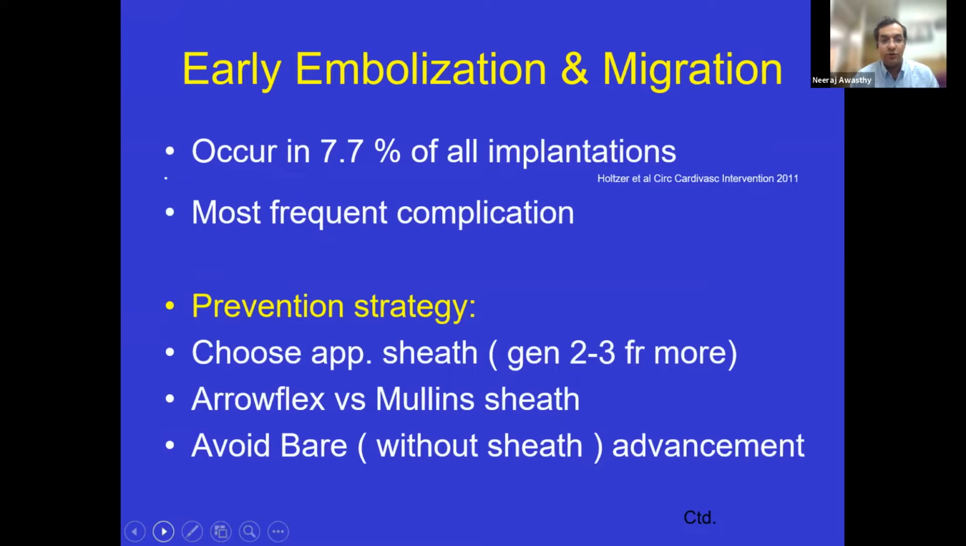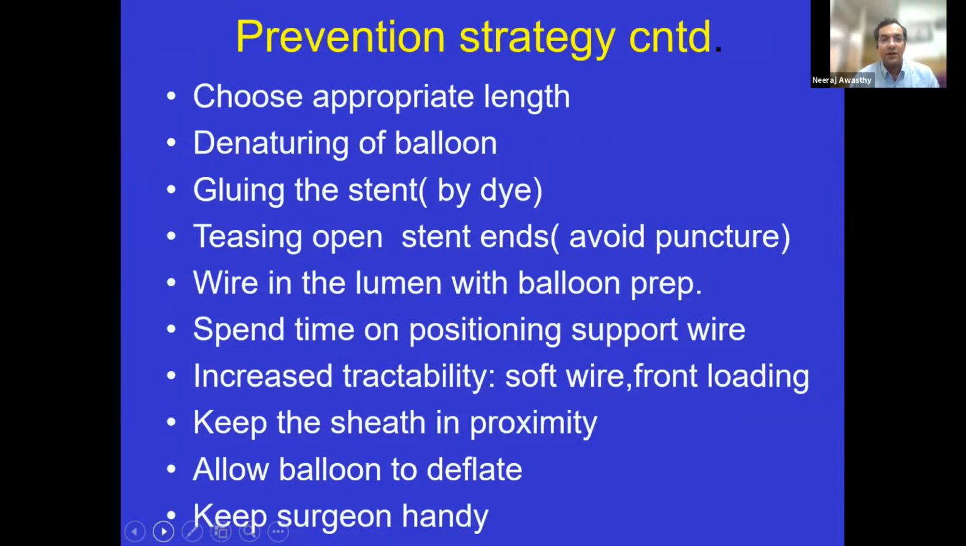Prevention strategies, of course: choose the appropriate size sheath, which is generally 2 to 3 French more, Aeroflex or Mullins, and avoid bare stent advancement without the sheath, because most of the time that is the cause when we are not able to retrieve it well, and embolization and migration is more. Choose the appropriate length, denature the balloon, glue the stent, maybe with a dye, tease open the struts of the stent to avoid punctures, and keep the wire in the lumen while preparing, which prevents damage to the lumen and allows appropriate uniform expansion of the balloon.